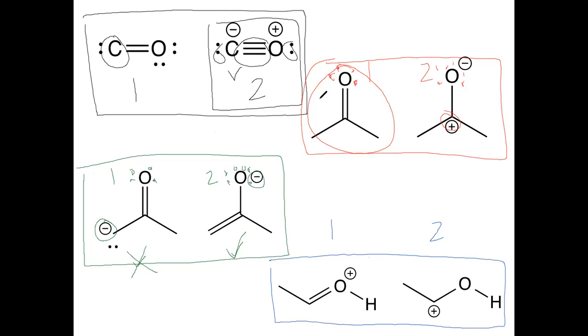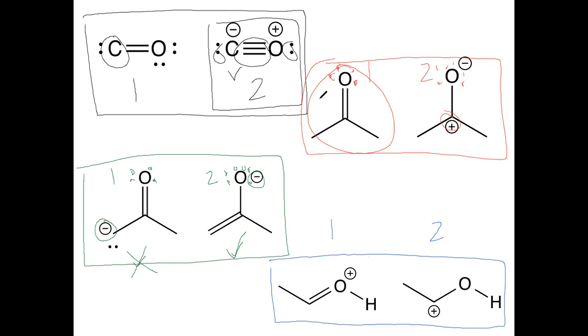All right. So is there anything wrong with 2? Is there anything inherently wrong with 2? What's the big rule that we always want to make sure we meet? What rule is always met first? It's that we have a full octet, right?